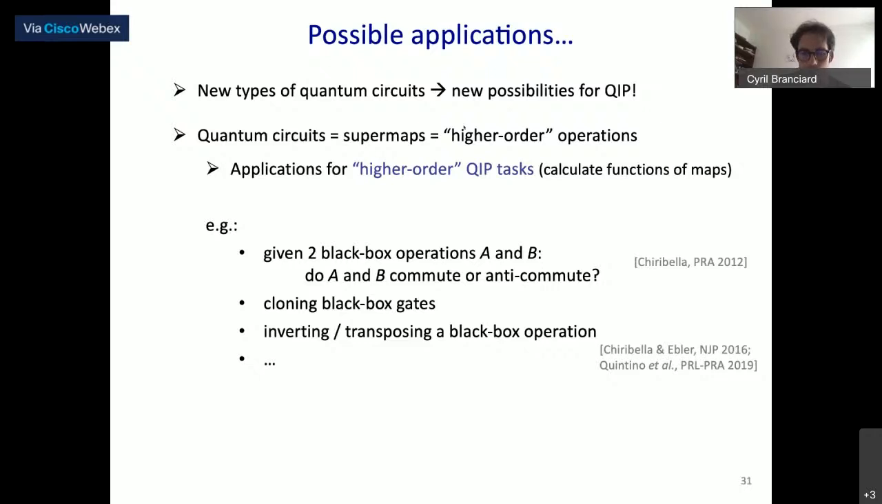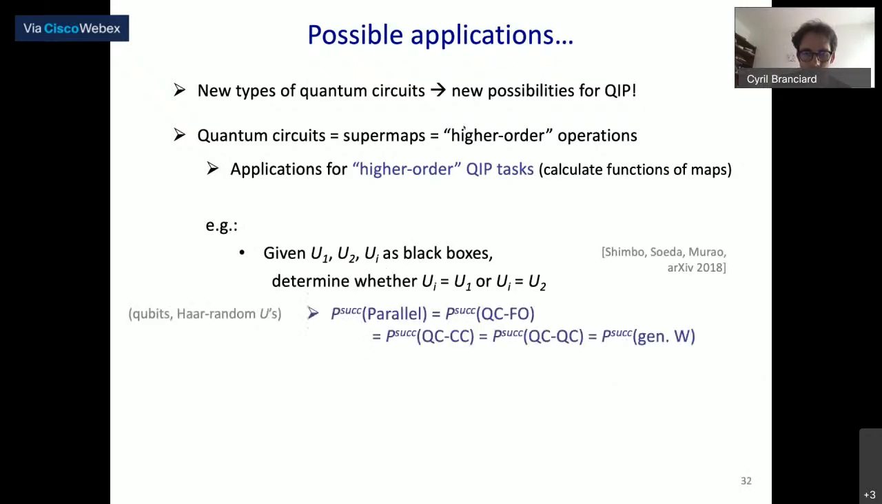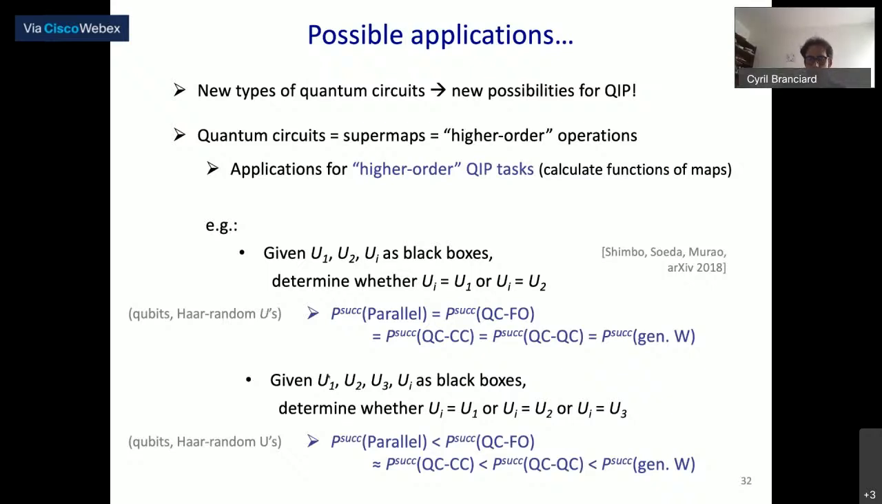Given the time, I will also go very quickly, but we do have an example where, for a given task where we have to identify some unknown unitary, we get a clear separation between the probability of success when you use a circuit that only uses the operations in parallel, in fixed order, or with this classical control, and a clear separation with the quantum control, and even with the more general Ws.